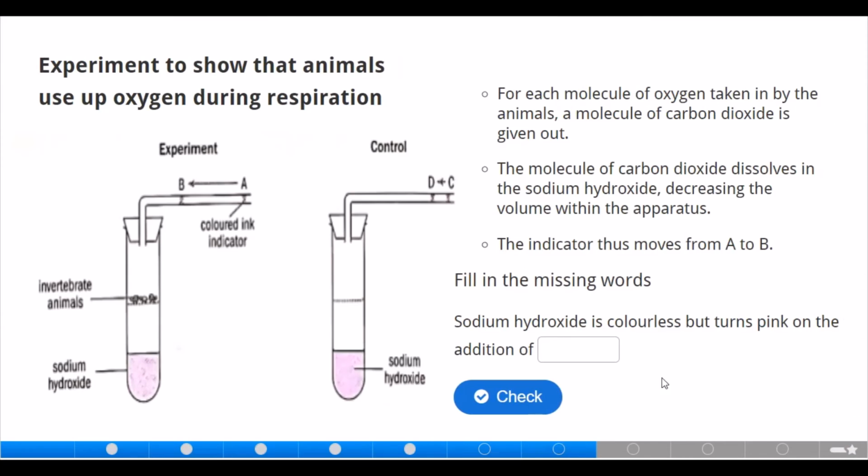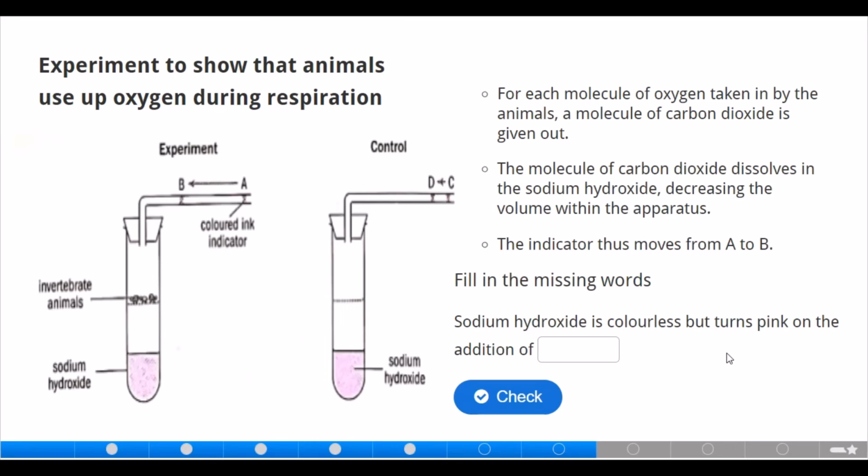Or slides, we have experiments to show that animals use up oxygen during respiration. So there is this setup showing us an invertebrate animal in a test tube, and then sodium hydroxide at the bottom of the test tube, and a colored ink indicator in two different setups. So it says for each molecule of oxygen taken in by the animal, a molecule of carbon dioxide is given out.